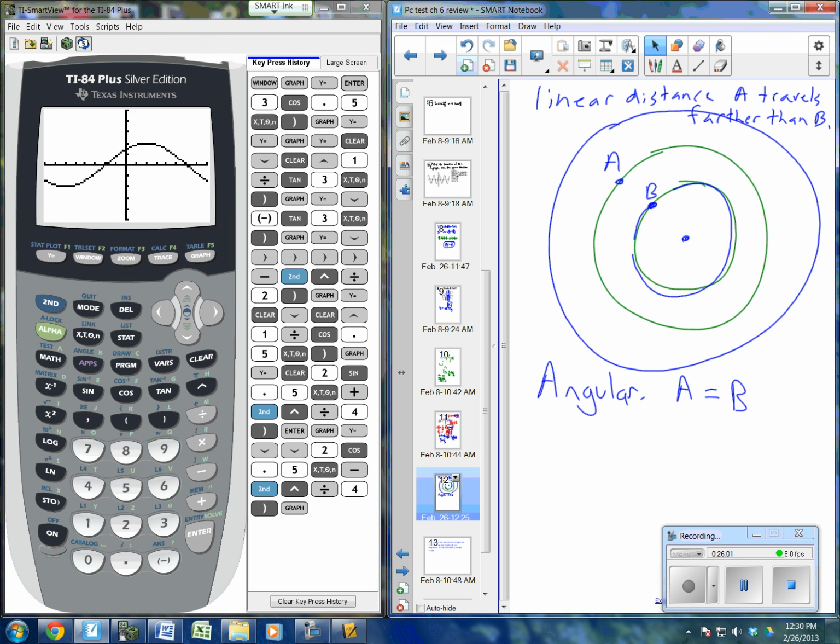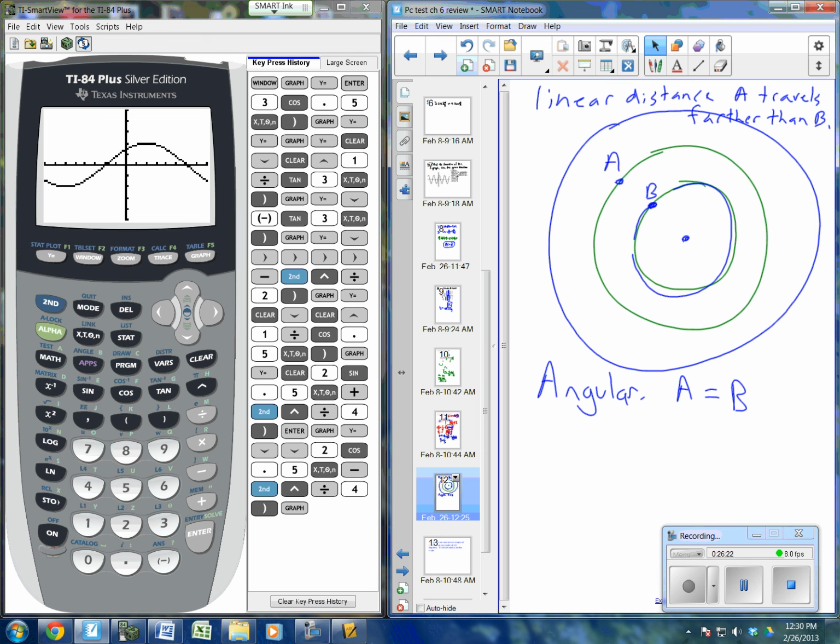We would go there and we'd play that game, but that's the difference between angular and linear velocity right there. The further out you are, the faster you're going, right? So the closer in, the slower you're going, because A has to cover that distance in the same amount of time that B has to cover that distance. So you have to go a lot faster to cover that distance.